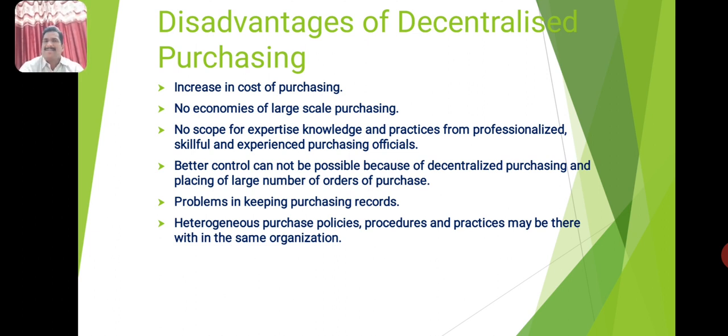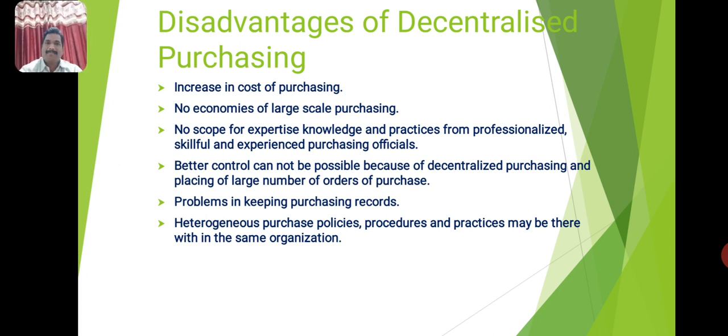So naturally it is not possible to have expertise to purchase. So there may be certain problems in connection with the purchasing. Then better control cannot be possible because of decentralized purchasing. That's another important one. Decentralized purchasing leads to purchases in different parts of the organization. There is no centralization of purchasing. So whenever dispersed purchasing is there, controlling at various places also becomes a difficult task for the organization, and the number of orders is also large.